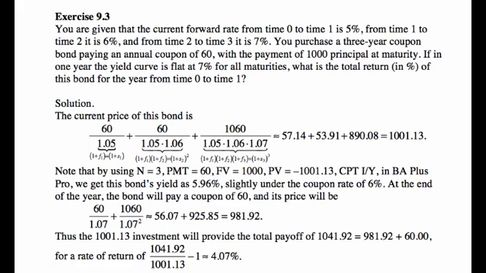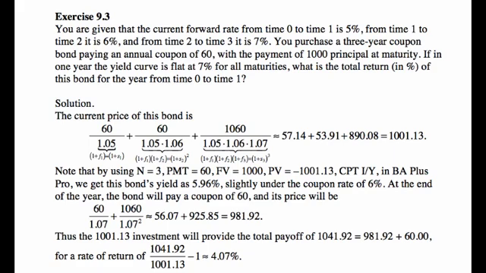Okay, so we begin by calculating the current price of the bond. We don't have the yield of the bond. We only have the forward rates. But the forward rates tell us what the present values of future payments are. How? Well, if we had the spot rate from time 0 to time 1, then we would just discount the coupon of 60 using the spot rate. But the spot rate for time 1 is the same as the forward rate for time 1, so 60 over 1.05 is the present value of the payment of 60 at time 1.